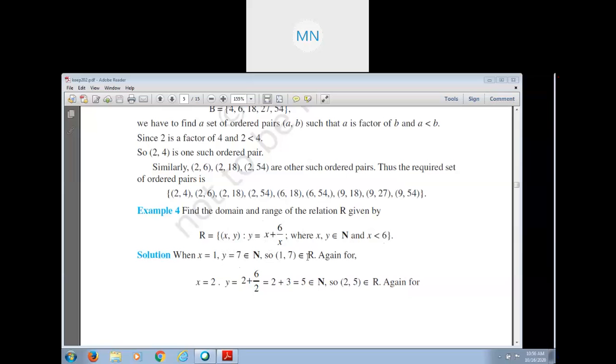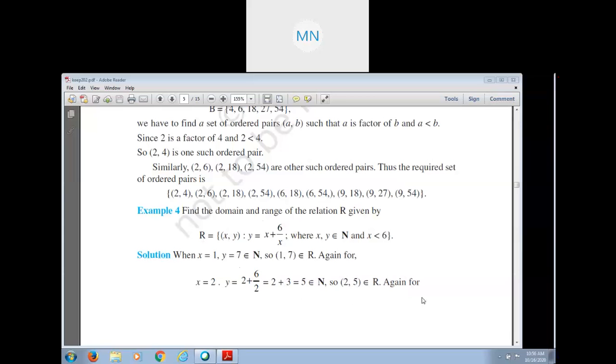Next we can take the value of x as 2. After we put x equals 2, then y will be what? 2 plus 6 by 2, which is 5. 5 is also a natural number, so (2, 5) also belongs to this relation.